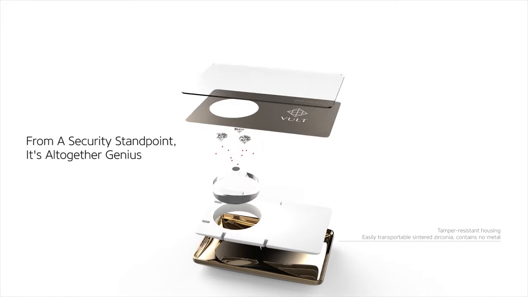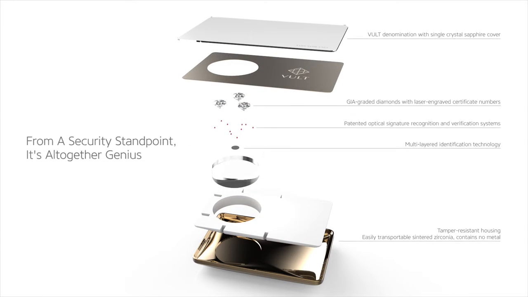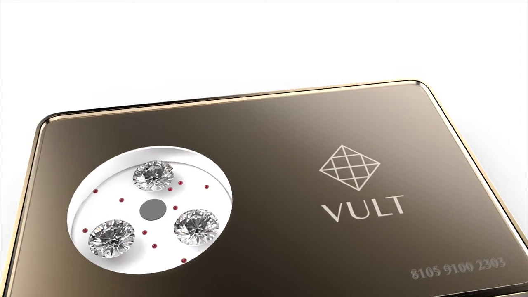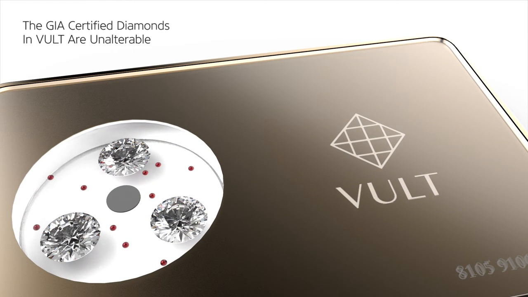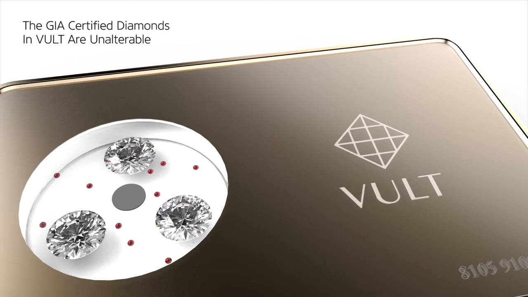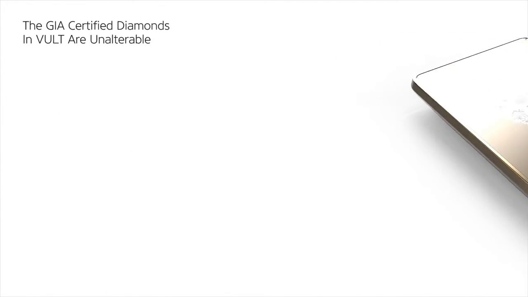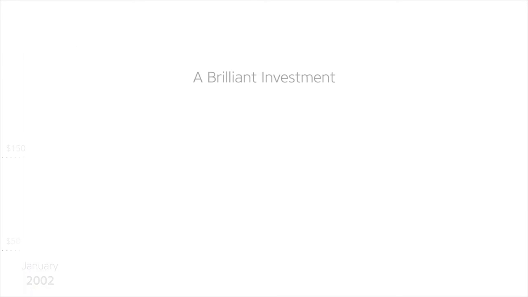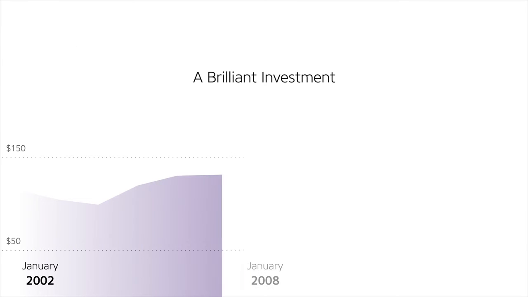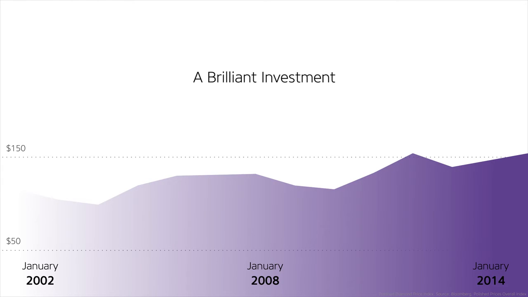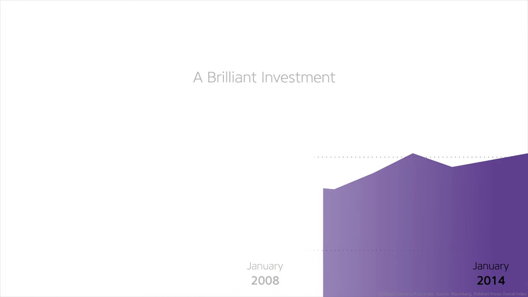VULT has 6 levels of secure identification and 3 modes of remote authentication. Its security is extraordinary. Every diamond has a unique laser-engraved GIA certification number. The diamonds inside VULT are impossible to alter. Diamonds are one of the smallest, lightest, and most concentrated forms of wealth in the world today. And as a pure investment, they provide security during inflationary and deflationary periods.